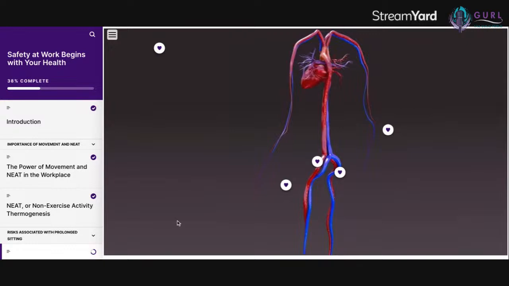So this labeled graphic is a great way to put a lot of information in a more digestible way. And the fact that it's all clickable makes it more interactive. So that's pretty dope.